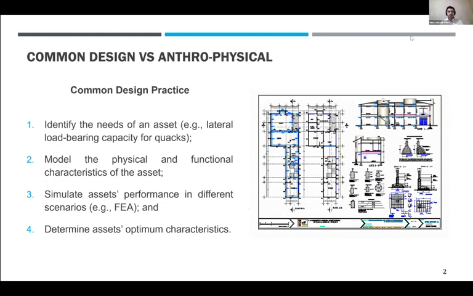So this happens more often in many design practices in mechanical and civil engineering when we are talking about buildings. However, the critical point is where we want to simulate the asset performance in different scenarios. Here, we are looking at the finite element method, for example, to see what is happening if the lateral load by an earthquake is given to the building.